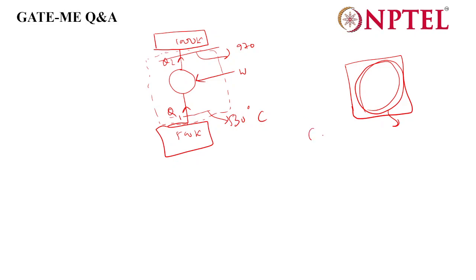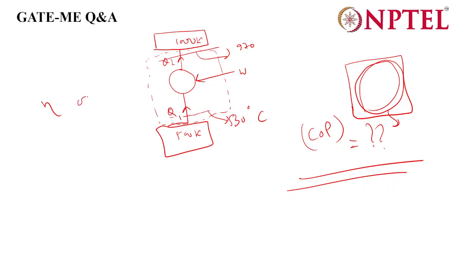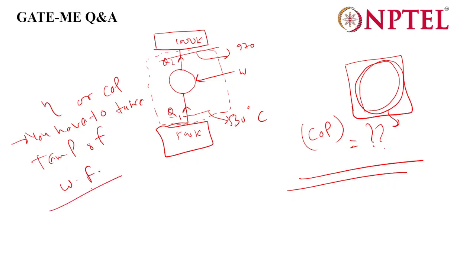So my question is: for computing the COP, which temperature will you take? Got my question or not? 530 and 970. So in order to calculate either efficiency or COP, you have to take the temperature of the working fluid. The same thing can happen with a heat engine also. Here the temperature of the working fluid is 530 and 970.